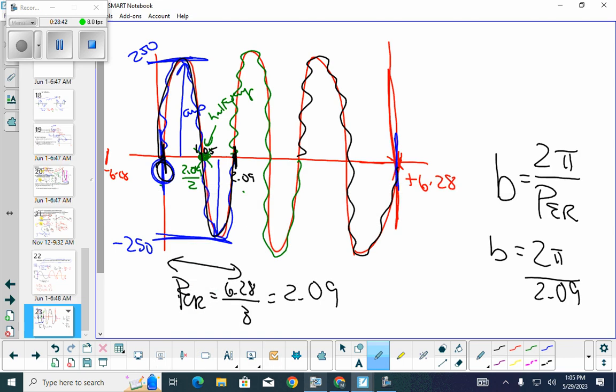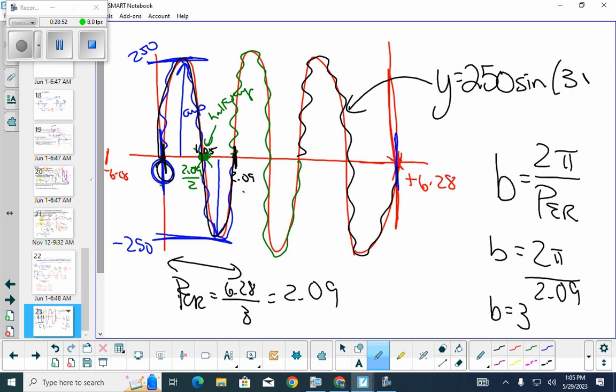So if we were to write the equation of this curve, and it didn't ask you for it, you would write the amplitude is 250, the b value is 3, and there's the equation. So that's what the diploma is going to do to you with this. It focuses on the amplitude and the period. The key here is period and b are not the same number. B is the number that you need to find the period. Period is the length of the cycle.